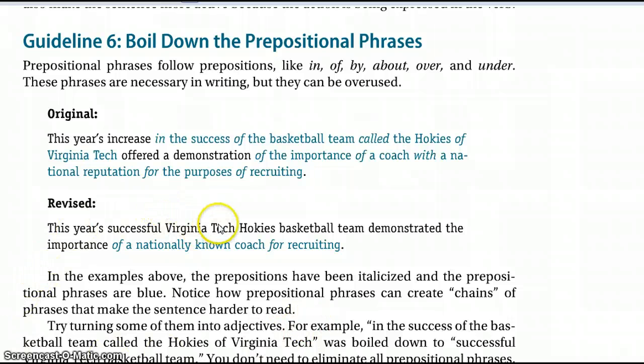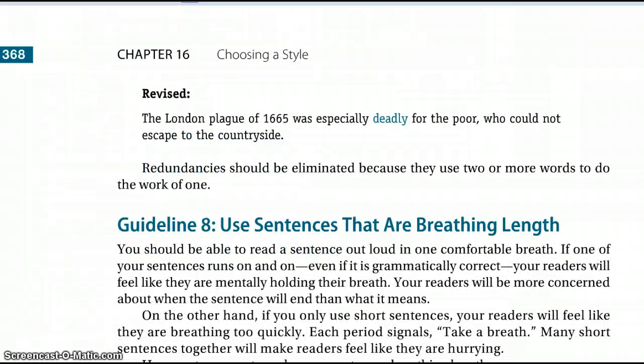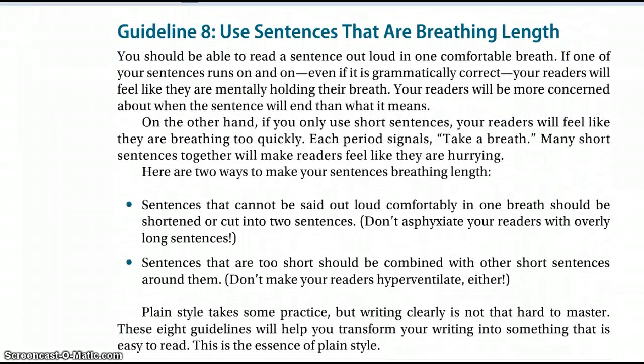So we have this year's successful Virginia Tech Hokies. So all of that is put together: basketball team demonstrated the importance of a nationally known coach for recruiting. Prepositions are necessary. Keep them in there. Just don't overdo it. And the final thing I want to point out, the final tip, is guideline 8. Use sentences that are breathing length. A reader will really get weary and they will lose the main point. They will lose your claim if the sentence is too long. So make sure you make obvious stops and starts with your sentences.